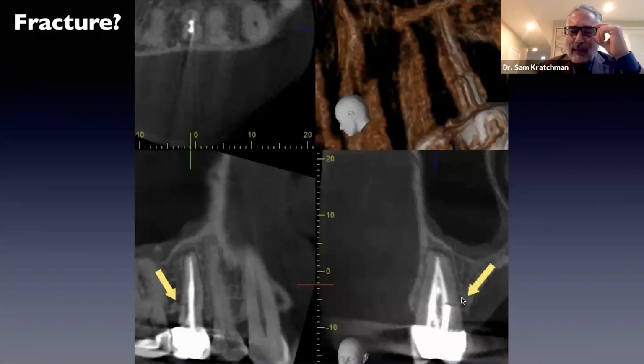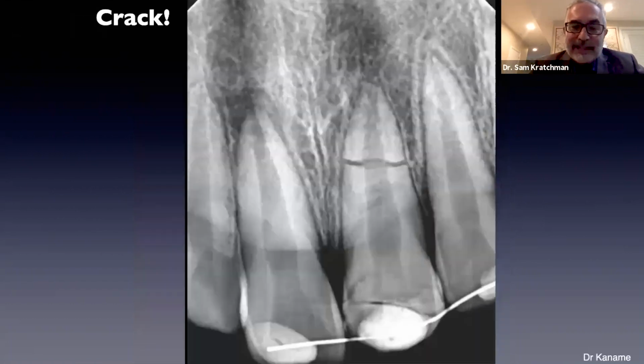But this is something I want to be able to confidently say to the patient: look, you have a fracture here. Therefore, I'm going to save you the problem of having another root canal or a surgery done there and have the tooth extracted. So we need to be able to make a clean diagnosis with these scans.